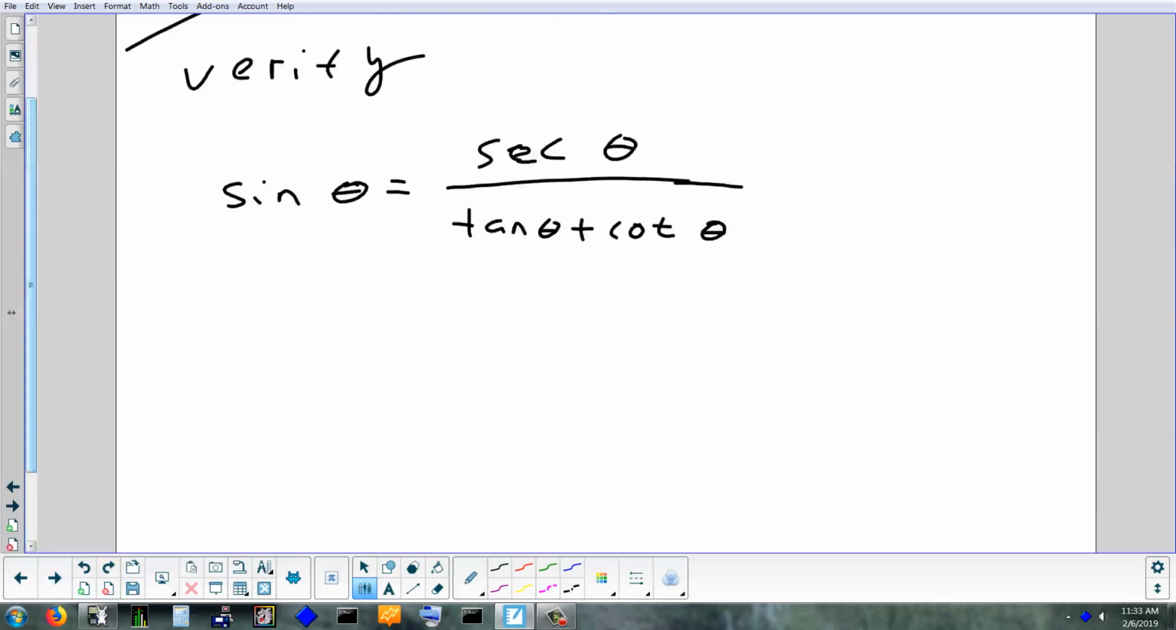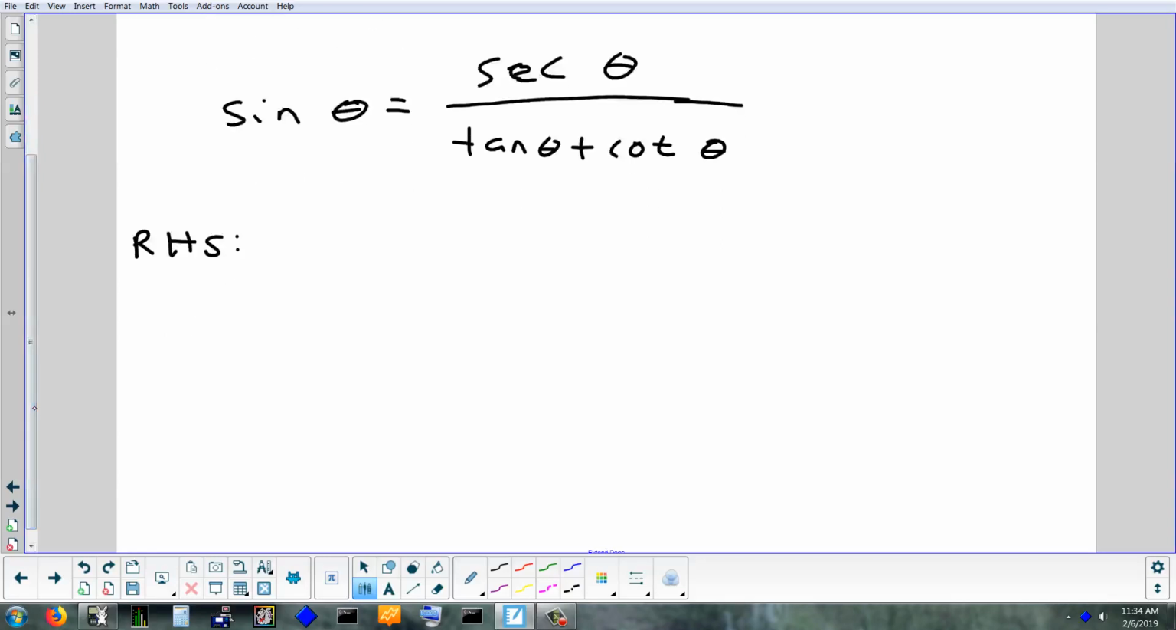Okay, let's try this one. So verify. This is our first verify. When you verify, my suggestion was to start with the side that looks more complicated. Which side looks more complicated here? The right, yeah. So RHS, right-hand side. We're just going to keep working with the right-hand side, and we know we're done when we simplify the right-hand side to sine. That's the goal. So I'm just going to copy the right-hand side over.